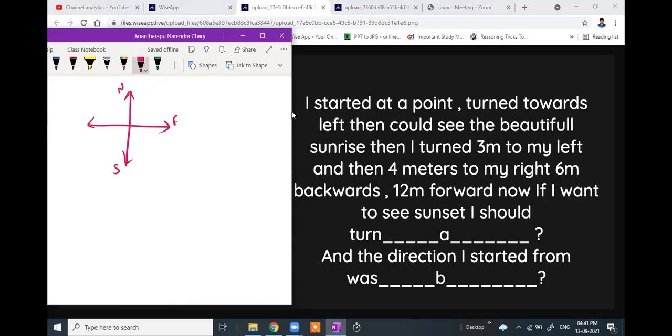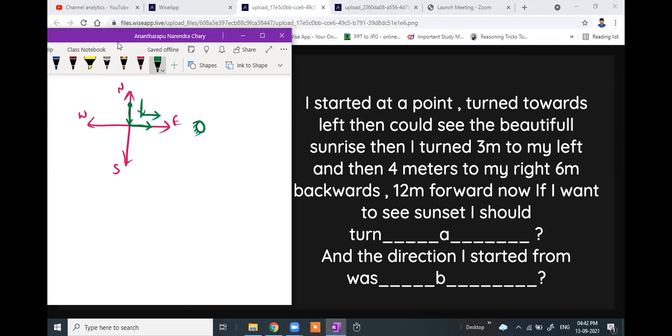So first the question says, I started at a point towards left, then could see the beautiful sunrise. I think then he should be to the right of the direction. So he just started at a point and then he had to turn left. We know the sun rises in the east. That is what I drew here. Consider this as the starting point. He is moving somewhere, and somewhere he turned left and could see the sunrise. This is the sunrise. Can you draw it parallel to this WE line, instead of drawing it vertically? I think that can make the question easier. Okay, this one. Yes, sir.